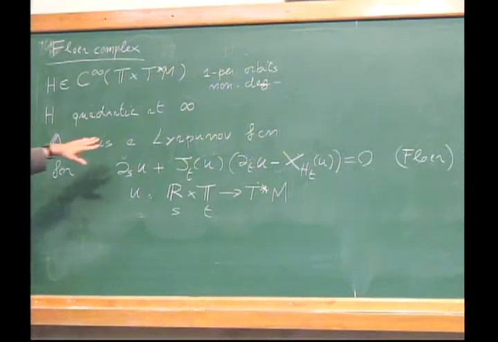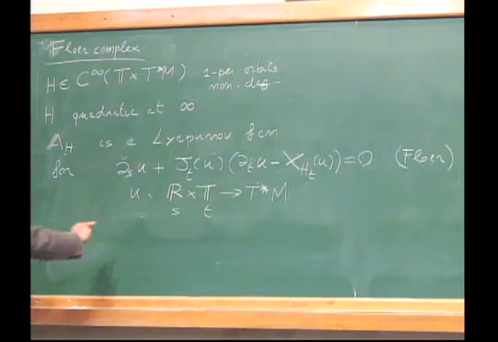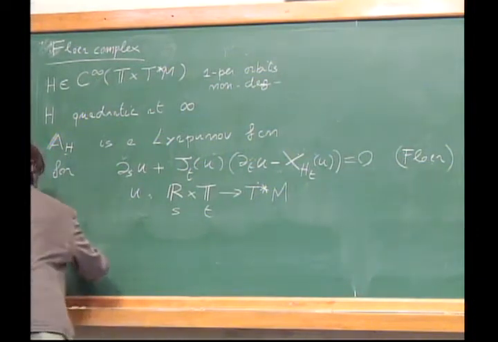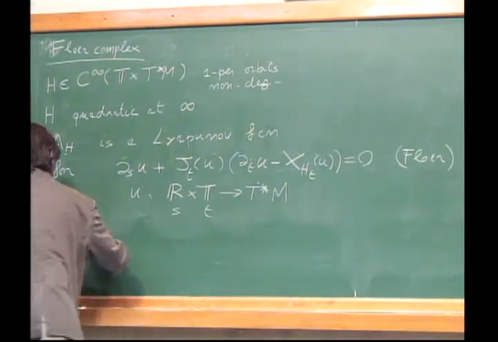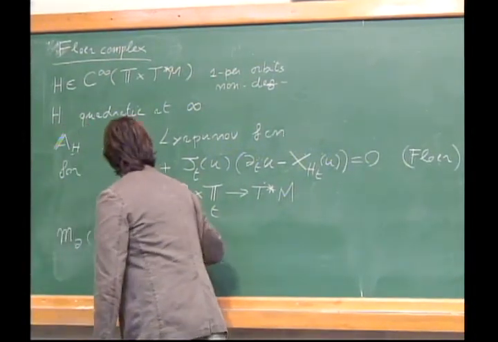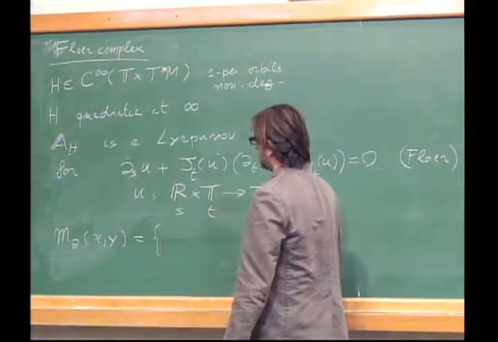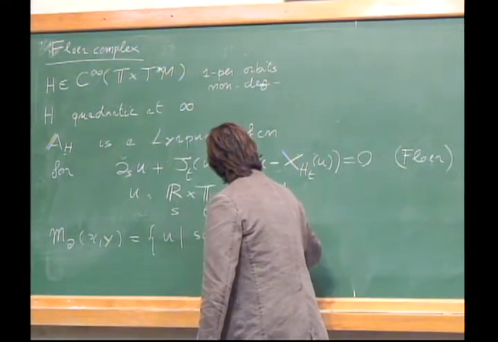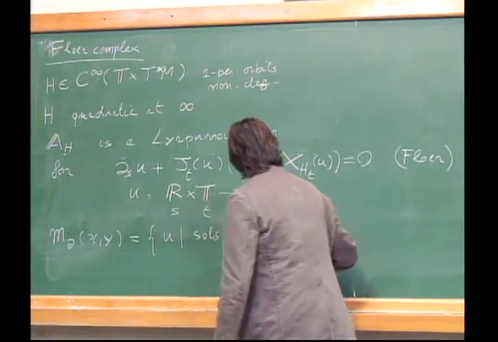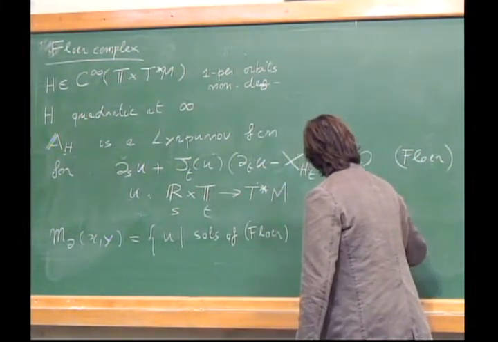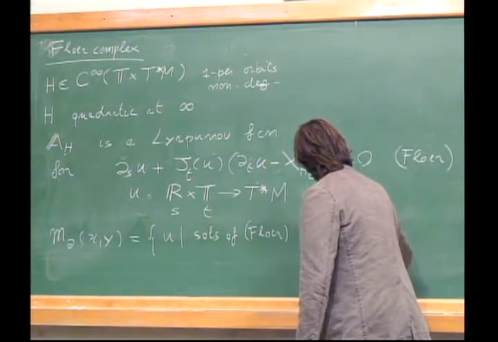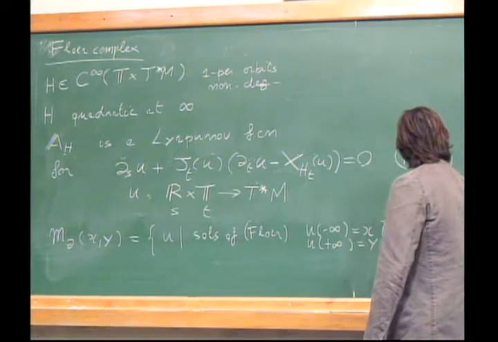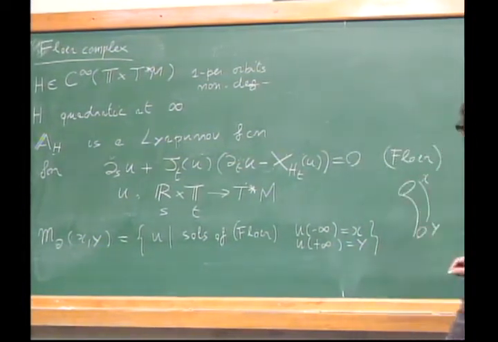Okay, and A_H decreases on these solutions. So let me give names to things. Let's call it M, with the boundary, M_XY. This is the moduli space which is considered to build the boundary. So these are the u's which are solutions of the Floer equation, and such that u at minus infinity is x, and u at positive infinity is y. So these are cylinders which connect x and y.